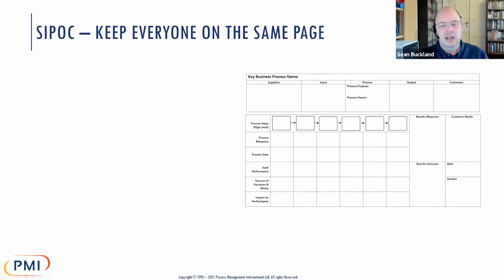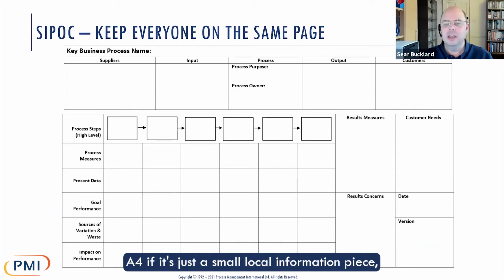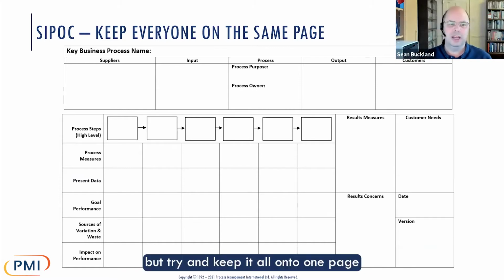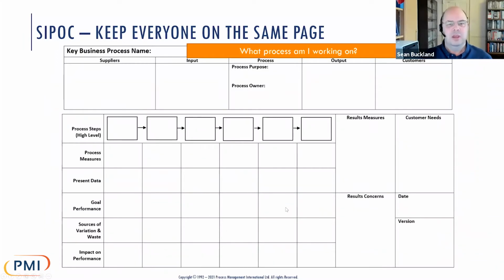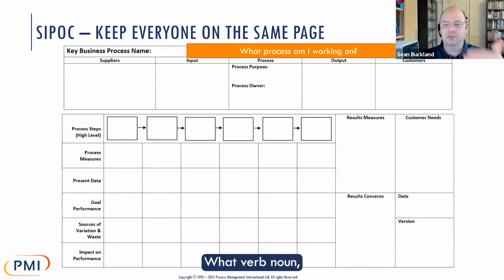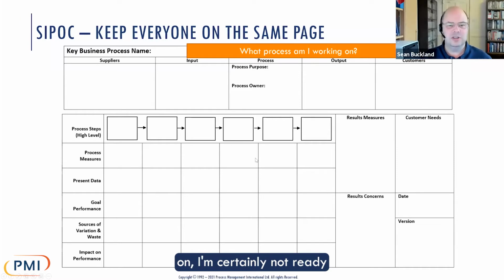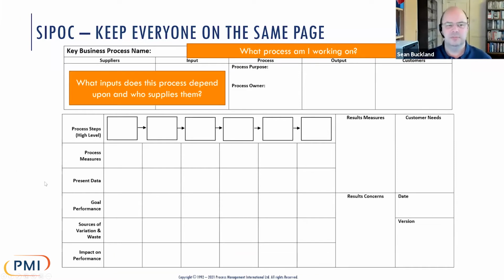So what is it? Now again, we always recommend keeping this to a single page, maybe A3 if you've got a lot of information, A4 if it's just a small local information piece, but try and keep it all onto one page. And let me take you round it as a template. So up front, what process am I working on? What verb noun, what bit of value creating, what's the process that I'm looking to work on? If I'm not clear about which process I'm working on, I'm certainly not ready to run a process improvement project.